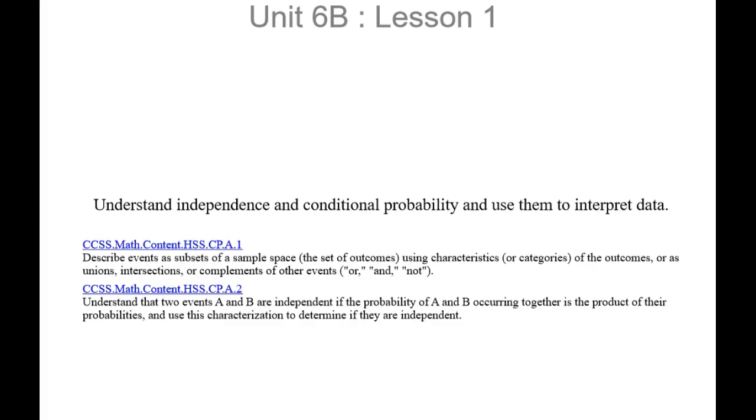To quickly summarize this lesson, in the beginning, we talked about the difference between experimental and theoretical probabilities. Then we moved on to discuss the difference between dependent and independent events. And then we finished this lesson by talking about the union, intersection, and complements of events and found some of those probabilities.